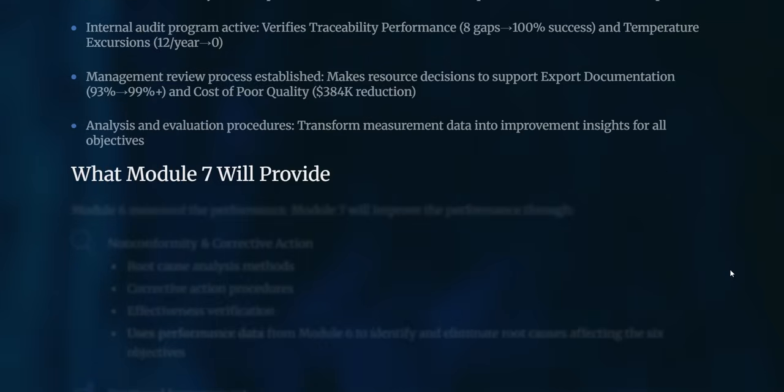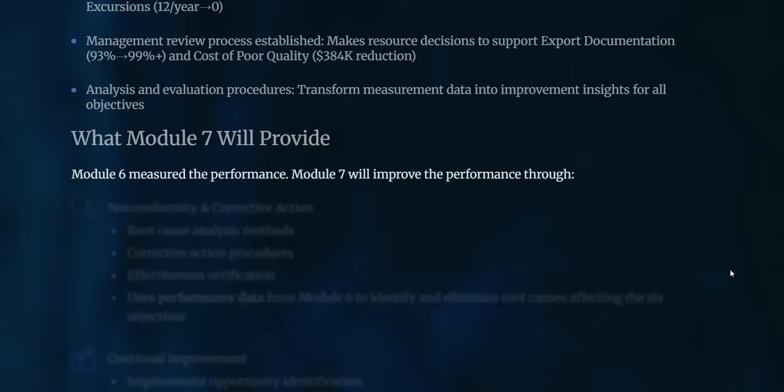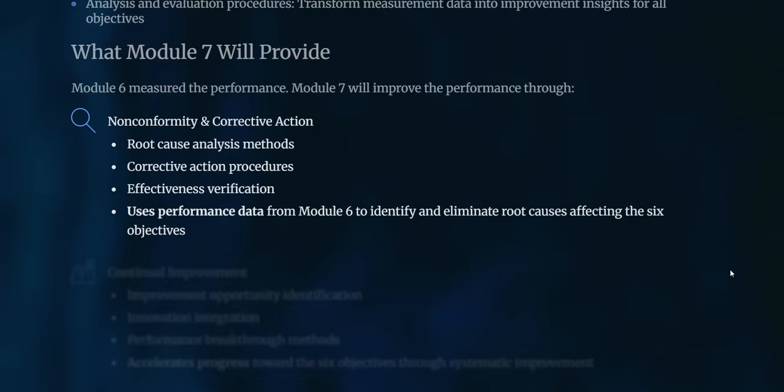What will Module 7 provide? Module 6 measures the performance. Module 7 will improve the performance through the following. First, nonconformity and corrective actions, which will cover root cause analysis methods, corrective action procedures, and effectiveness verification. We will use performance data from Module 6 to identify and eliminate root causes affecting the 6 quality objectives.